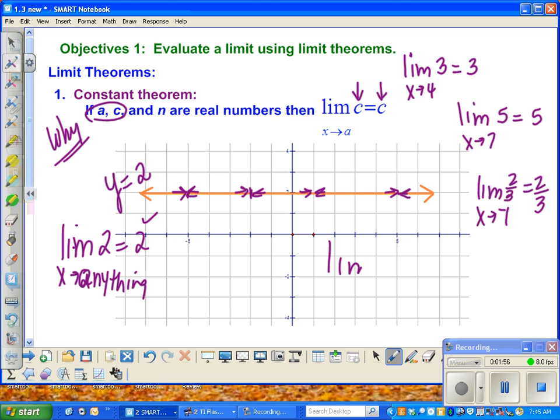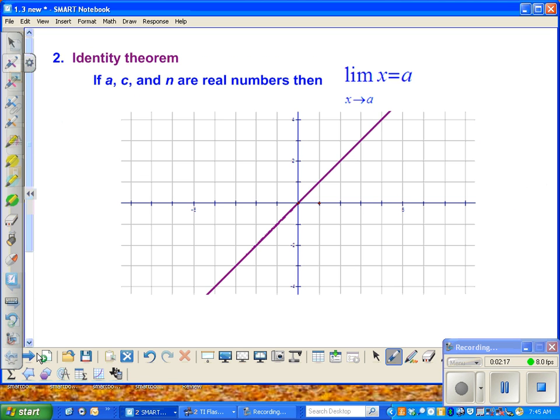So no matter what the number is, if I want to do the limit of pi as x approaches 4, what is that going to be? Luke? Pi. All right. This is one of our fundamental ones. Everything comes down to the constant theorem or the next one I'm about to show you. And the next one is called identity theorem.